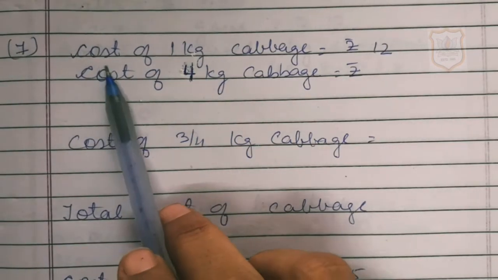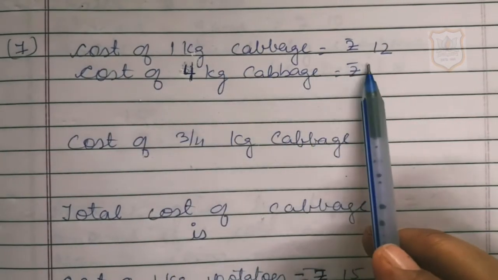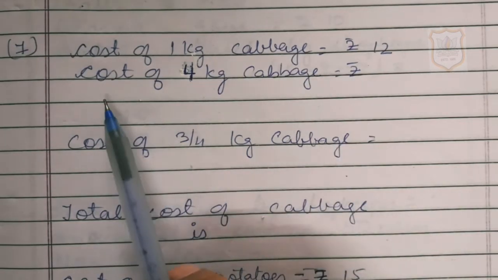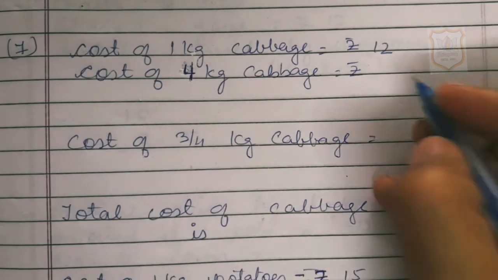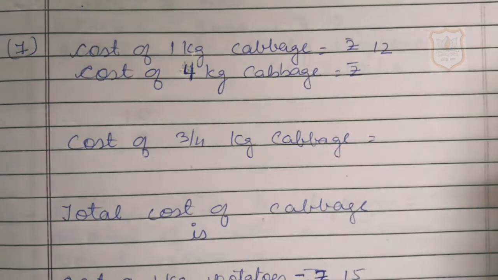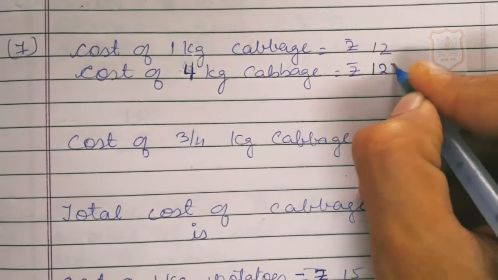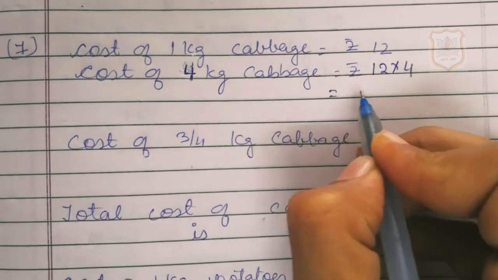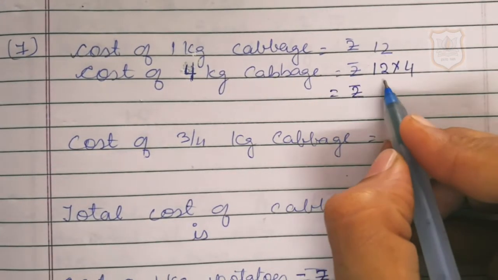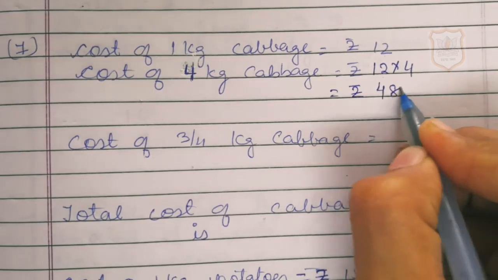So first we will write here, cost of 1 kg of cabbage is equal to rupees 12. It is given in the table. To find out the cost of 4 kg of cabbage, we will multiply this 12 with 4. So here we will write 12 multiplied by 4. So the cost of 4 kg of cabbage will be 12 4s are 48 rupees.